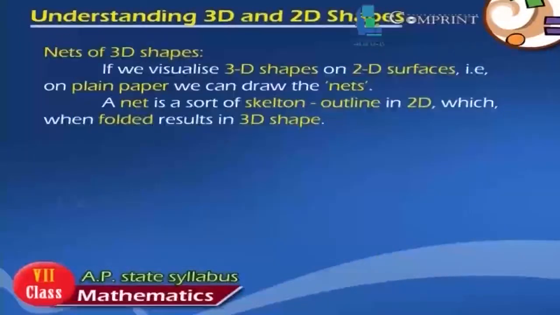Nets of 3D shapes. If we visualize 3D shapes on 2D surfaces, that is, on plain paper, we can draw the net. A net is a sort of skeleton outline in 2D which when folded results in a 3D shape.